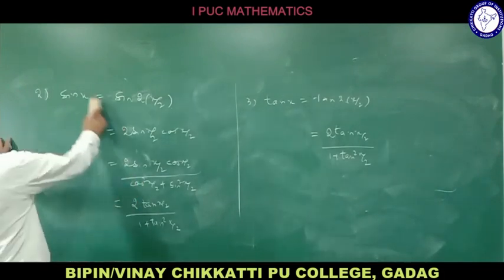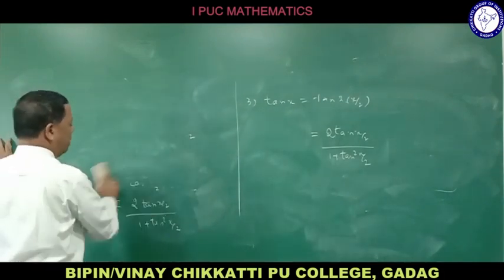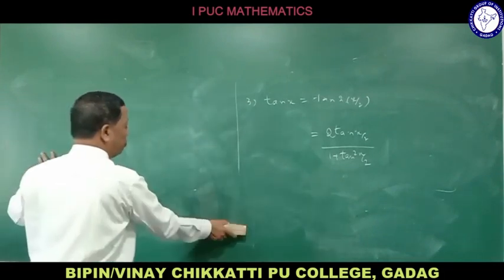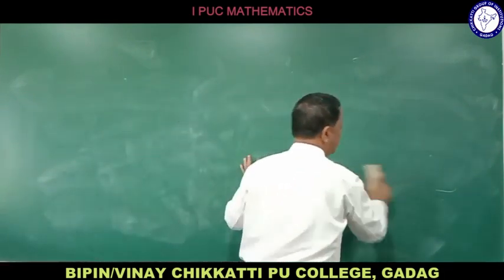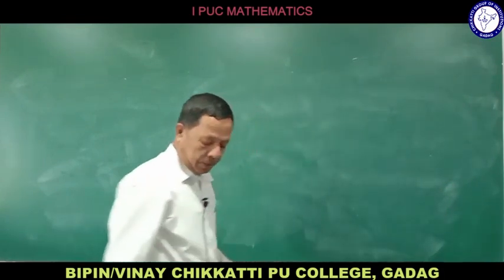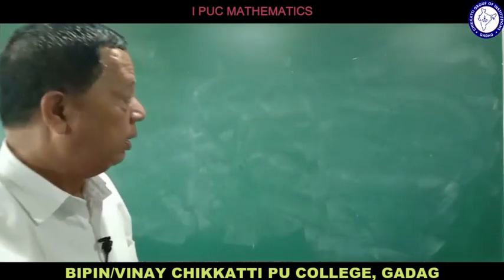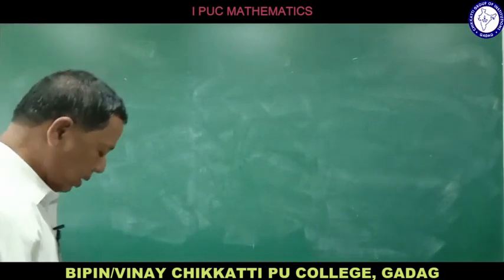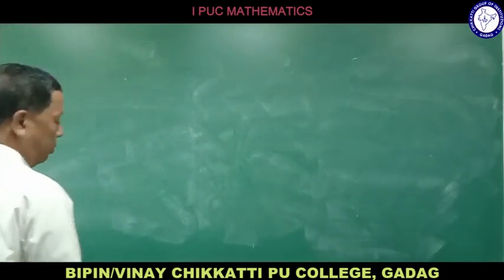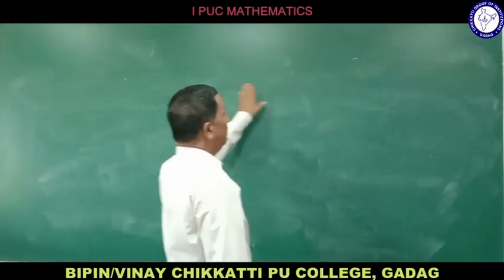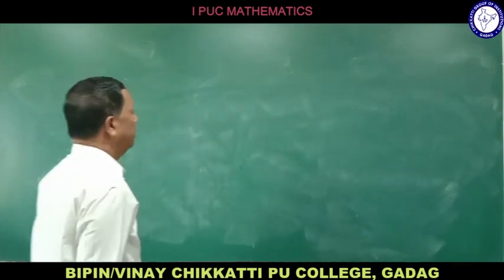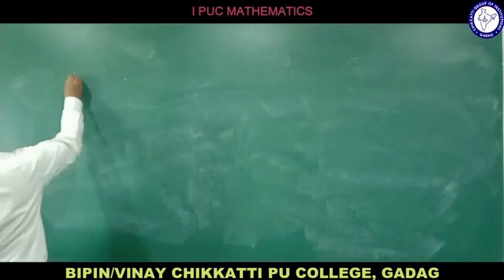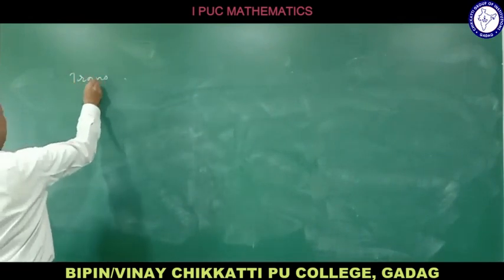This is the end of multiple and submultiple angles, and finally only one part is left out in this topic, that is called transformation formulae. Transformation formulae, I mean product to sum or sum to product. First I want to give some formulae, sum to product, and at last product to sum. So what is the heading here? Transformation formulae.